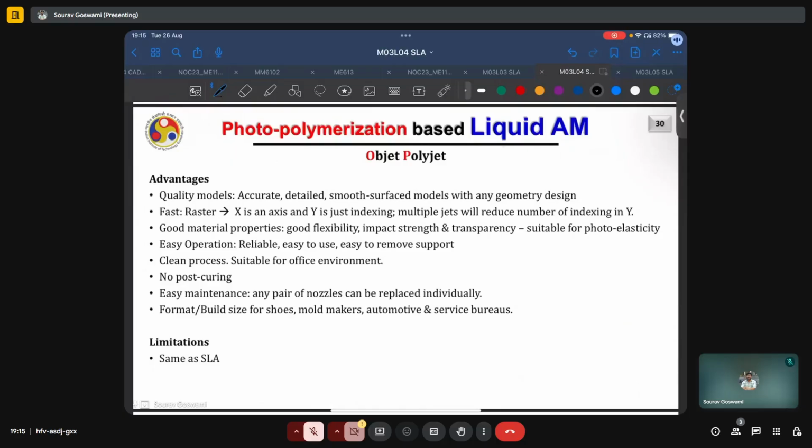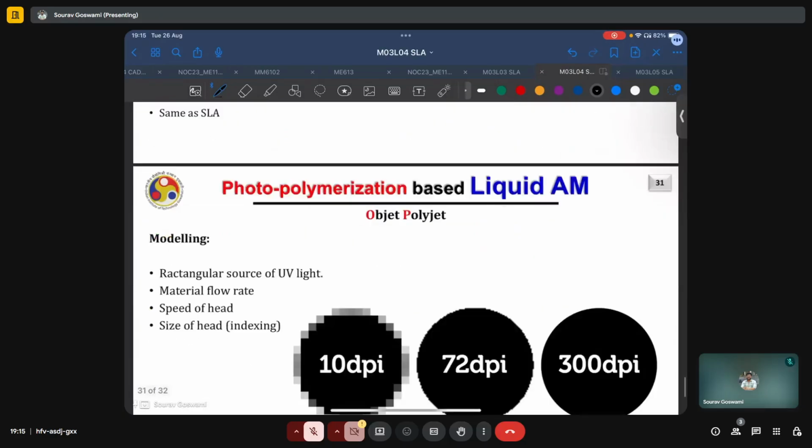Maintenance is also fairly easy, and any set of nozzles can be replaced individually. It has been very well applied to make, say, shoe sizes or molds for automotive and service bureaus. Limitations of the process are very similar to SLA, since it is based on the SLA technology itself.